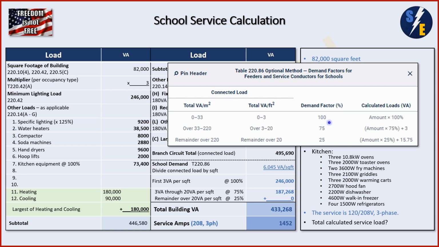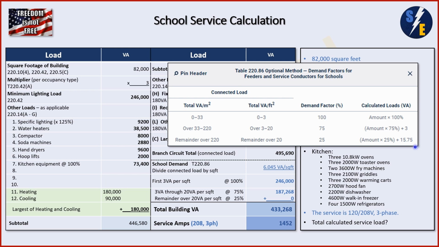So for the first 3, we'll apply 100%, the full value. And that will be our calculated load. For anything 3 to 20, so the next 17 VA per square foot, we apply a 75% demand factor. And then we add 3. And the remainder over 20, we add a 25% demand factor and then add 15.75.